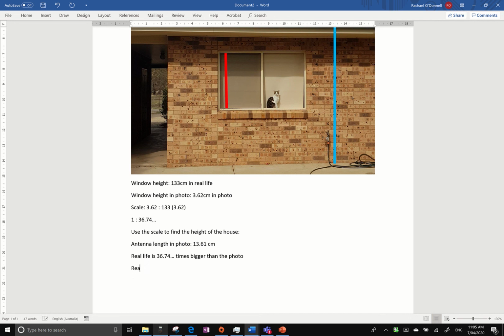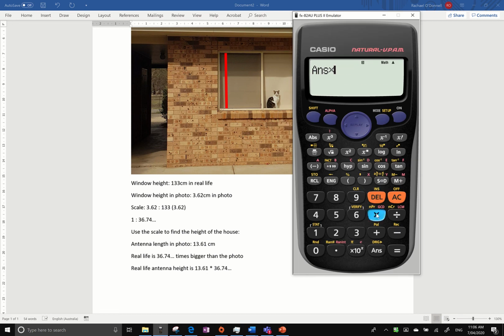So real life antenna height is 13.61 times 36.74... And remember, we needed to keep that unsimplified answer in there for this reason. We want to be as accurate as possible. And remember, when you're timesing, it doesn't matter what order. So we're just going to take this answer, we're going to times that answer by 13.61. And that gives us an answer of 500.0359, etc.